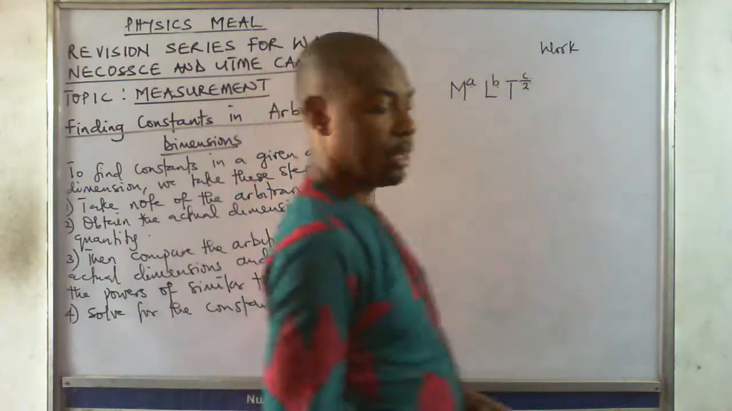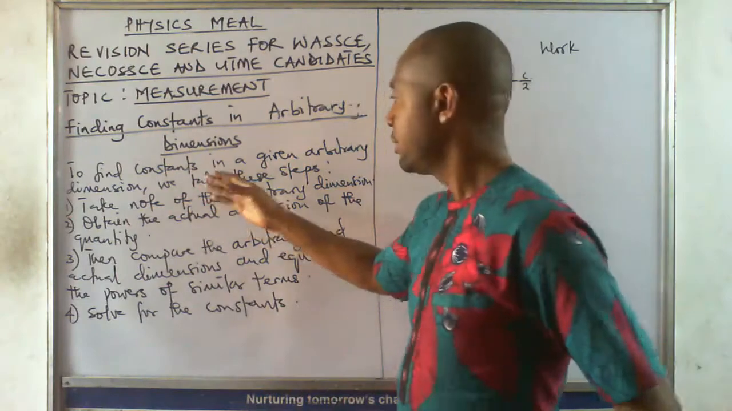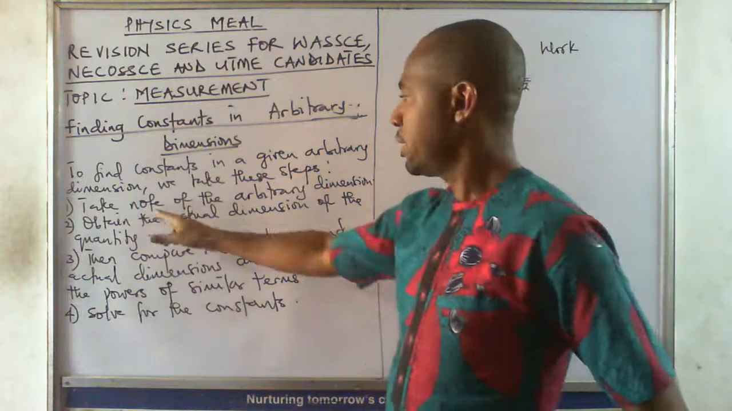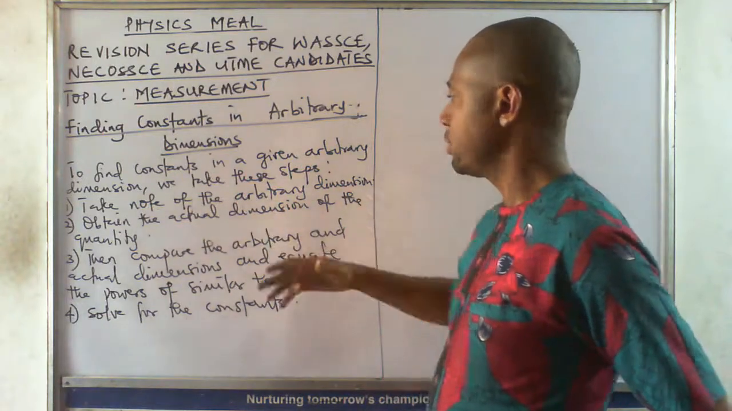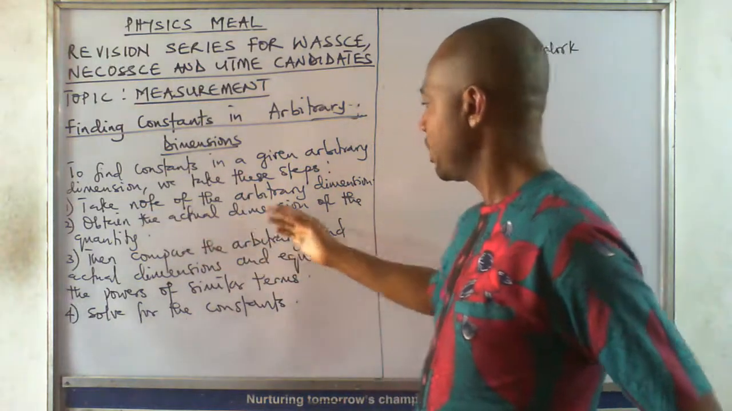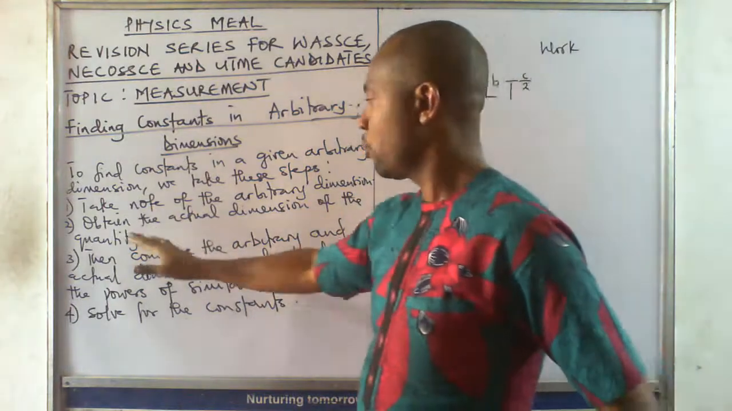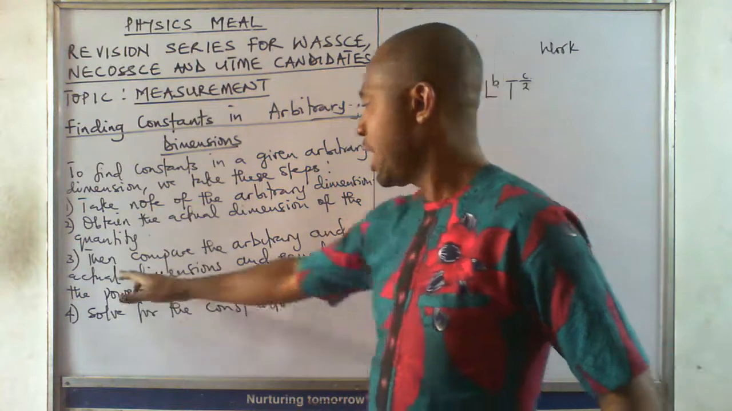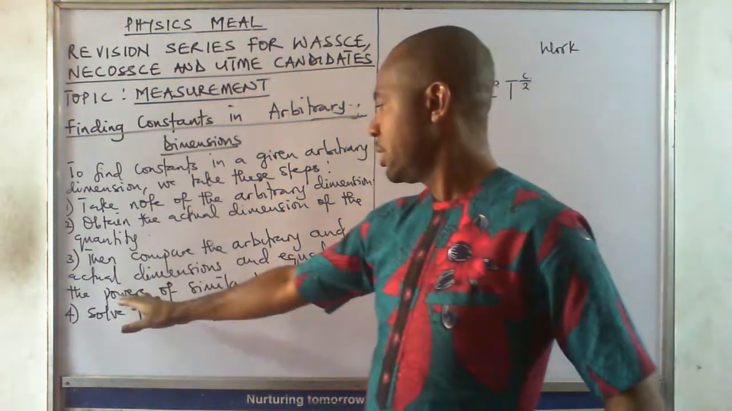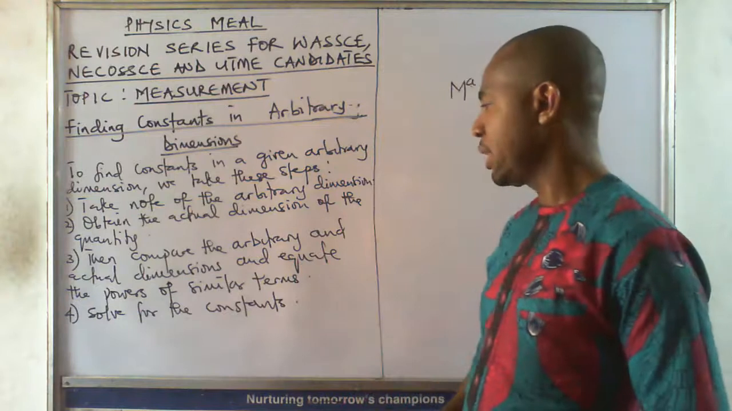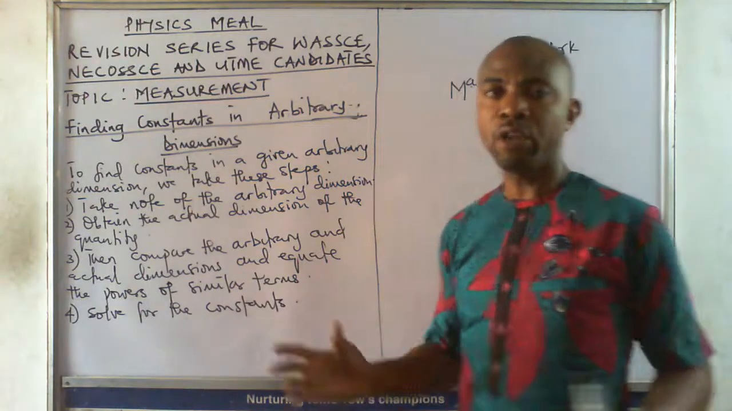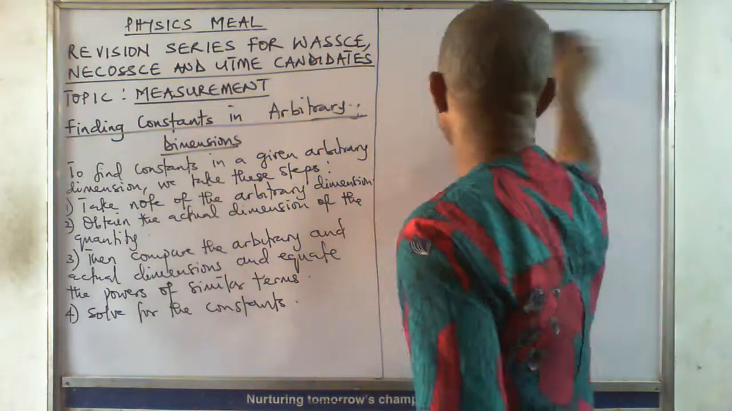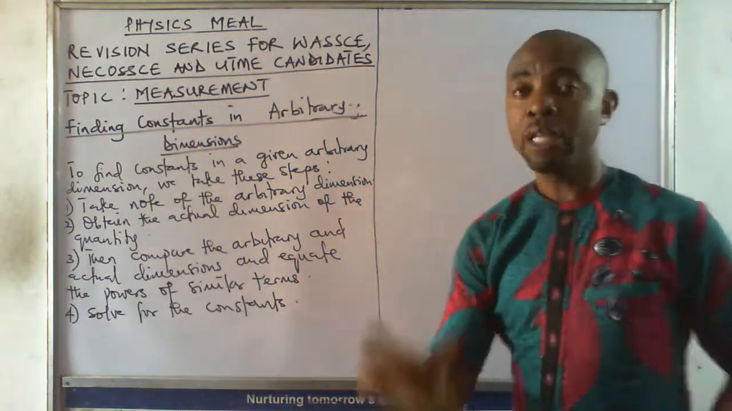This is just grammar. We say to find constants in a given arbitrary dimension, we take these steps. One, take note of the arbitrary dimension, then obtain the actual dimension of the quantity, then compare the arbitrary and the actual dimensions and equate the powers of similar terms, then solve for the constants. Just these 4 simple steps will help us to obtain a constant in a given arbitrary dimension.